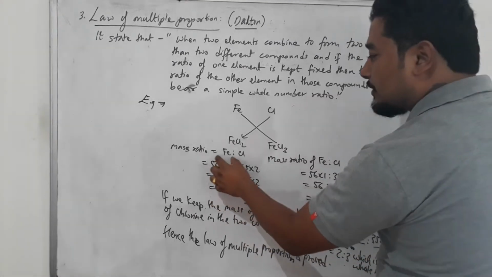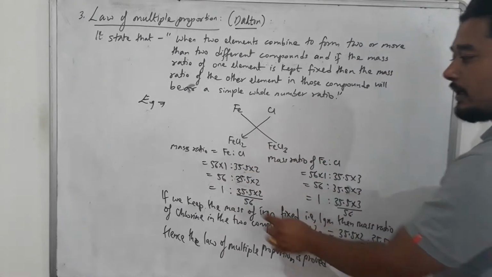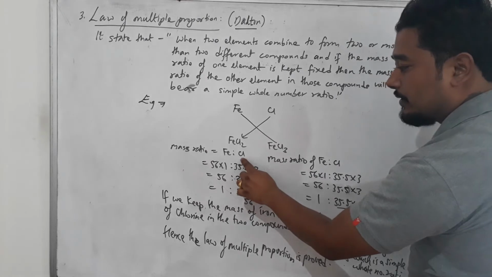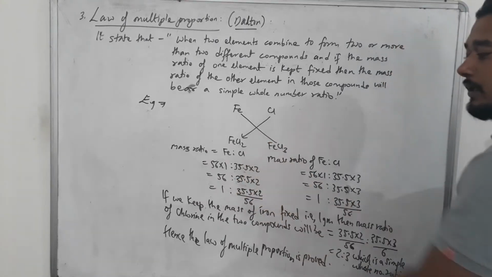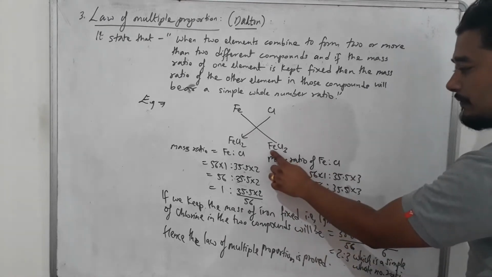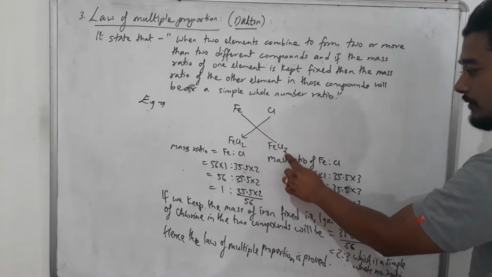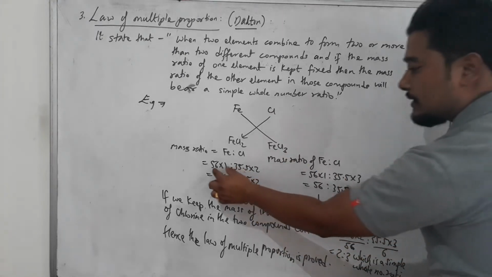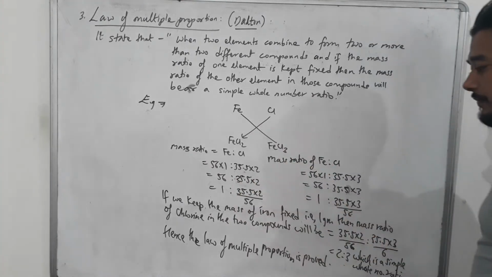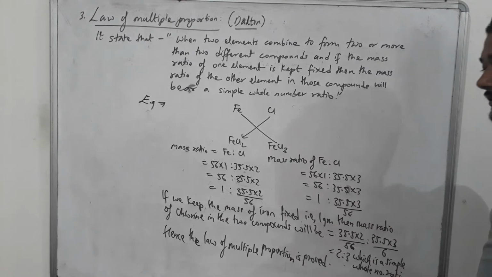Now let us find the mass ratio of iron and chlorine in both the cases, in ferrous chloride and ferric chloride. Iron is 56 into 1, chlorine is 35.5 into 2, because you can see there are 2 chlorine here. Similarly, the mass ratio of iron to chlorine out here: iron is 56 into 1, chlorine is 35.5 into 3. So 56 into 1 will give you 56. I could have multiplied this, but I am keeping it as it is.